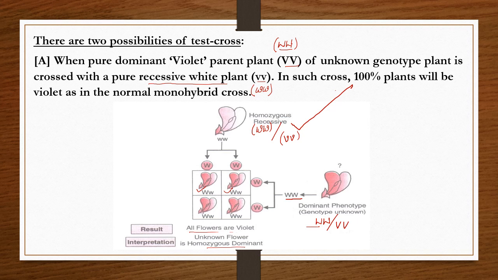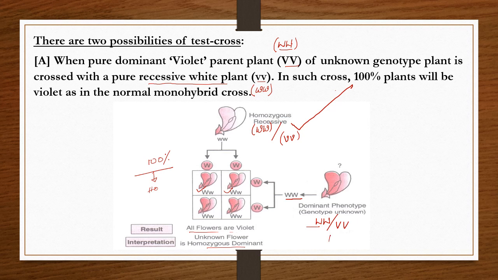So when 100% of the plants appear with the same phenotype, that indicates that the unknown one is homozygous. For example, now imagine that the unknown one is heterozygous. That is the second possibility. The unknown one is heterozygous.